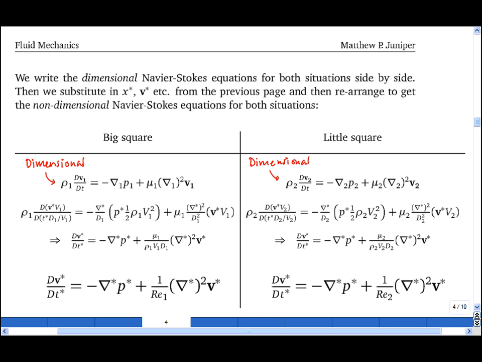And we substitute in the expressions on the previous page, and everything cancels wonderfully until we get to these non-dimensional forms here. And these equations are identical, except that for the big square we have a number μ1 over ρ1 v1 d1, whereas for the little square we have a number μ2 over ρ2 v2 d2, and that number is a non-dimensional parameter. It's 1 upon the Reynolds number of the first box, and it's 1 upon the Reynolds number of the second box.